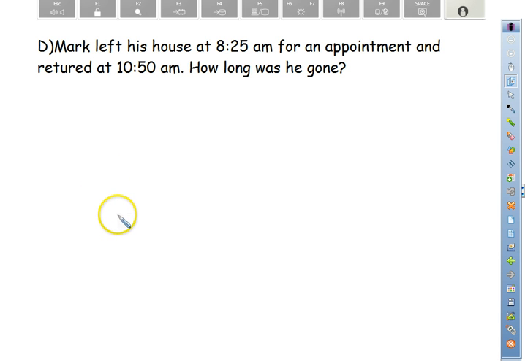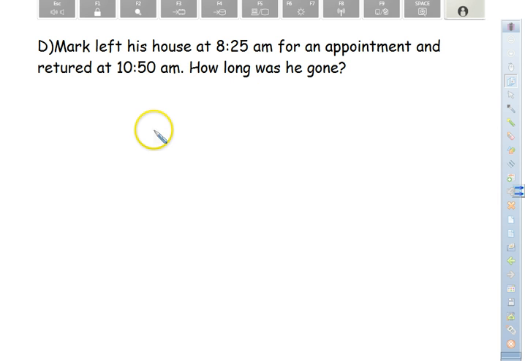Go ahead and hit pause, and I'll let you determine this one. Alright, it says Mark left his house at 8:25 a.m. for an appointment and returned at 10:50 a.m. How long was he gone? We need to find the difference. How long was he gone?